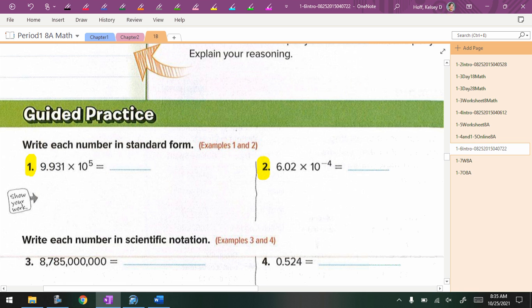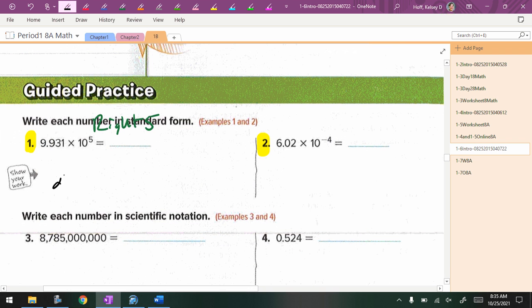Okay. Bryce, number 1. What's your exponent tell you to do? Go to the right, how many? 5. Very good. Right 5. So if I start with 9.931, and I'm going to move my decimal right 5. 1 step, 2 step, 3 step, 4 step, 5 steps. How many extra zeros do I need? 2. Where is my decimal now? At the end. You can't have it here anymore.